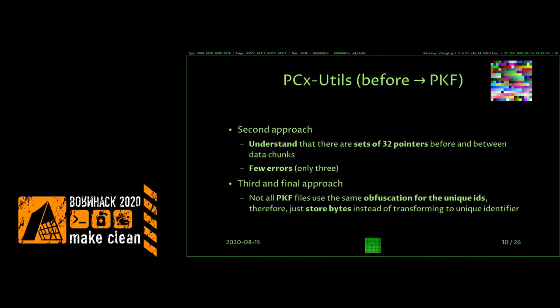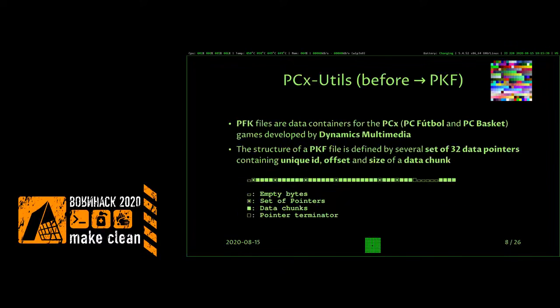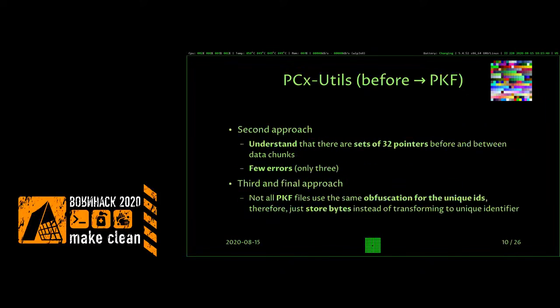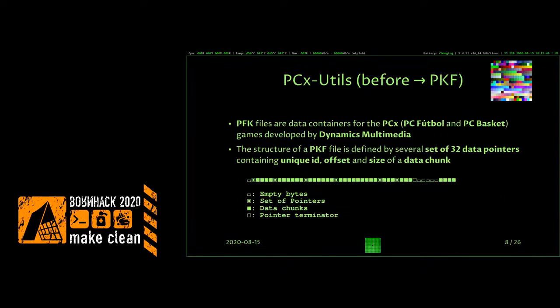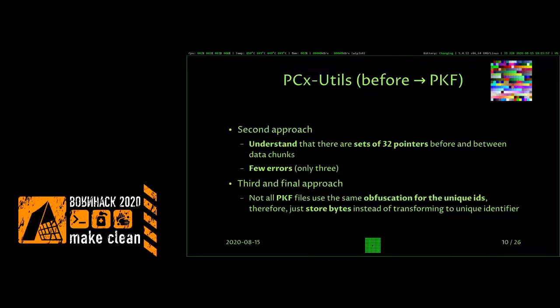So in these pointers you had a unique identifier, which is the unique identifier for each team. Then you had the offset from the beginning of the file, and then you had the size of the data chunks, as I was mentioning before. This made it even easier, because once I noticed that there are some pointers, and the pointers have some data chunks at the end, there's some kind of pointer terminator, some empty bytes, and then just the last data. Once I realized that, I only had 3 errors when I was running my parser.